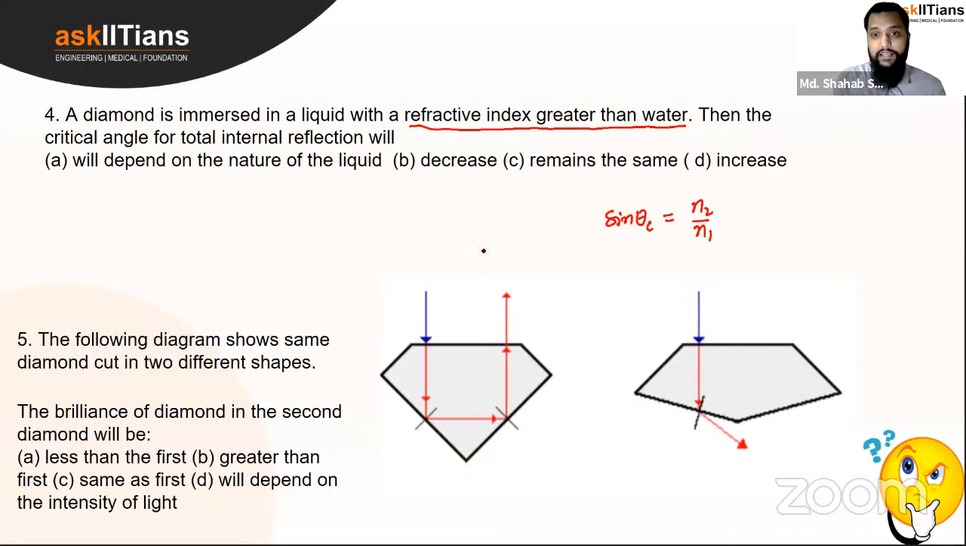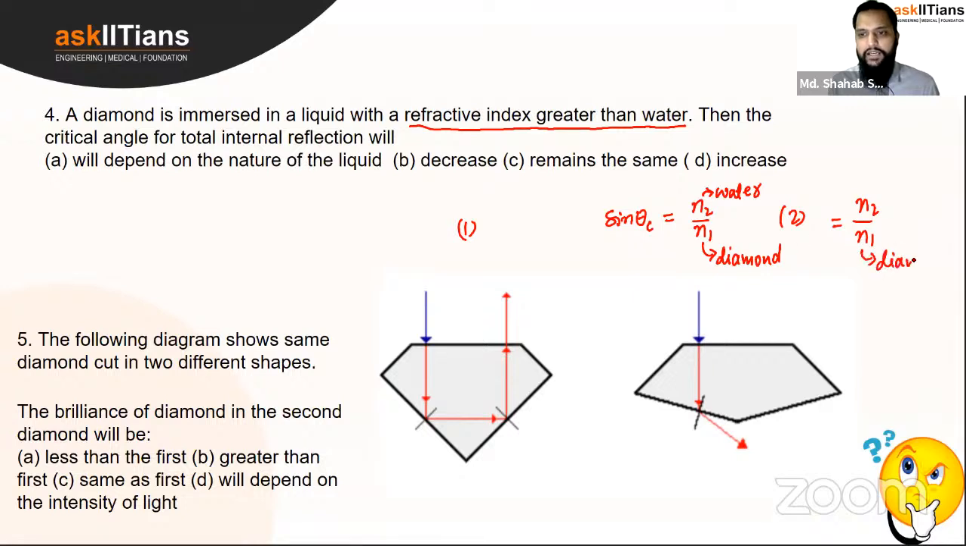So in the first case, you have the rarer medium as water. That means you kept the diamond in water in the first case, right? In the second case, you keep the same diamond in a liquid with a refractive index more than water. So tell me, n1 is for diamond, which is the same in both cases. I hope you guys are getting it. n1 is the same in both cases, which is diamond, right? But here, it's a different liquid which has refractive index more than water.